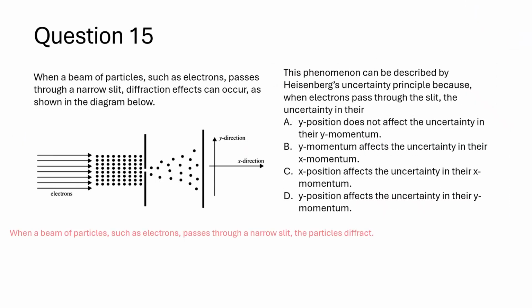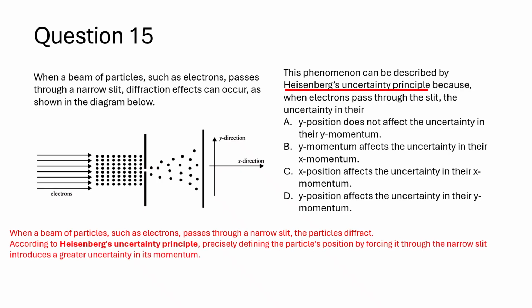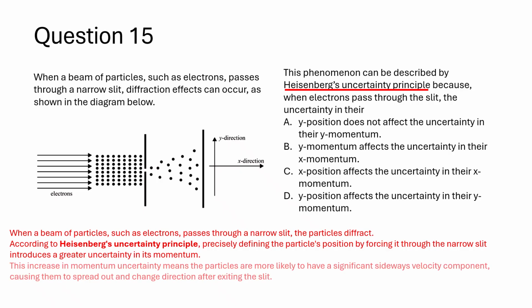When a beam of particles, such as electrons, passes through a narrow slit, the particles diffract. According to Heisenberg's uncertainty principle, precisely defining the particle's position by forcing it through the narrow slit introduces a greater uncertainty in its momentum. This increase in momentum uncertainty means the particles are more likely to have a significant sideways velocity component, causing them to spread out and change direction after exiting the slit.